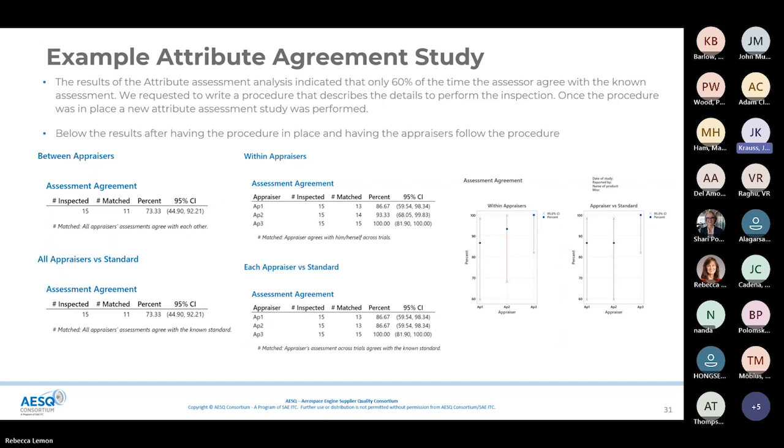And I guess I'll point you to the center of the page, but on the bottom, the each appraiser versus standard, the assessment agreement. So as you can see, appraisers 1, 2, and 3, they matched 86%, 86%, and 100% of the time. So we had an increase across the board in the matching to the master. So this is just one example of you have a poor result coming out of an MSA study. You get with the team, you have corrective actions, you rerun the study and get an improved result.